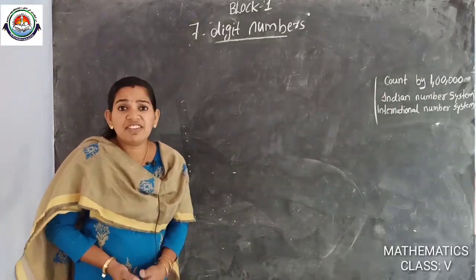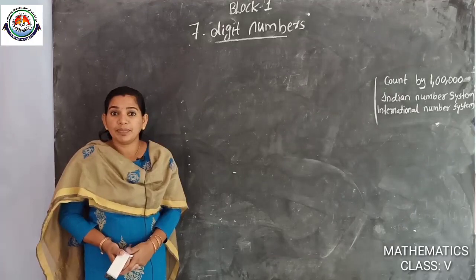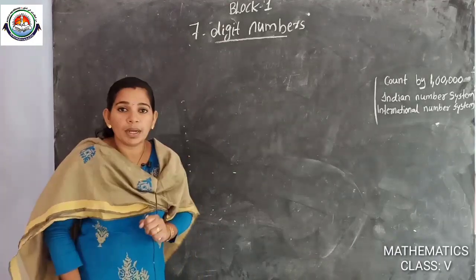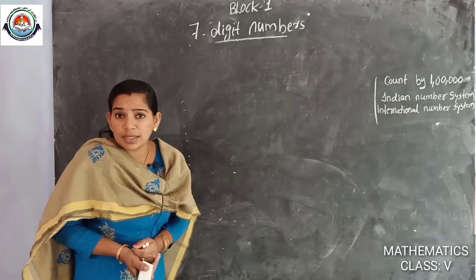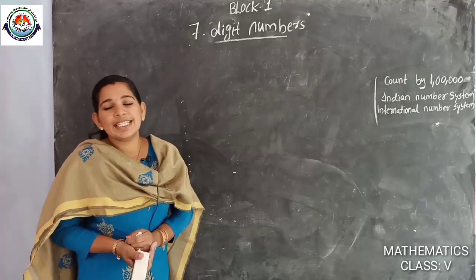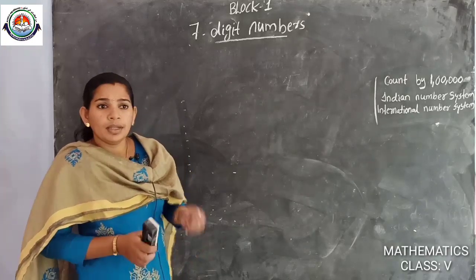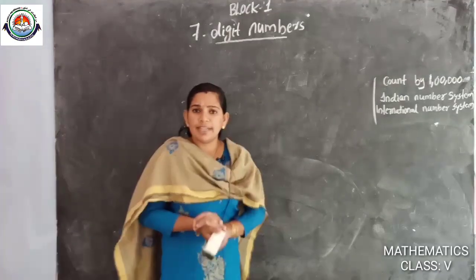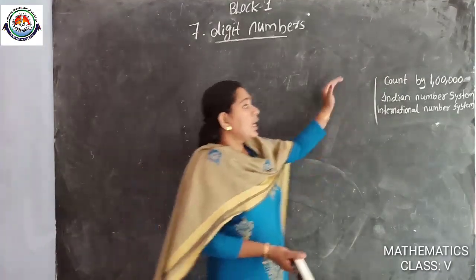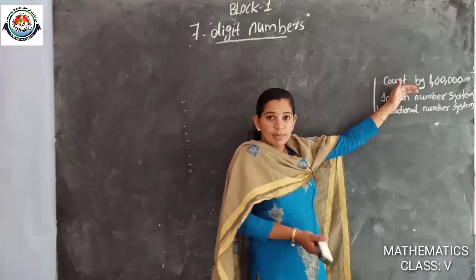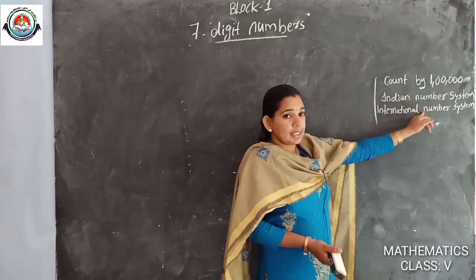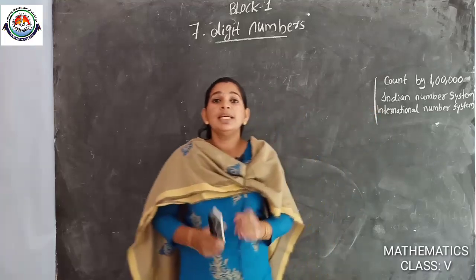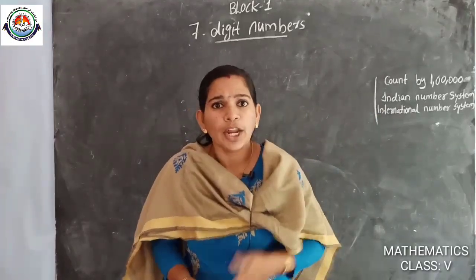Okay, in the previous class, what were we discussing? 7-digit numbers. What do you mean by 7-digit numbers? A number having 7 digits. Then only the names of 7 digits? No, we discussed how to count the 7-digit numbers and 6-digit numbers, then the Indian number system, international number system, and skip counting. Okay, do you remember that?